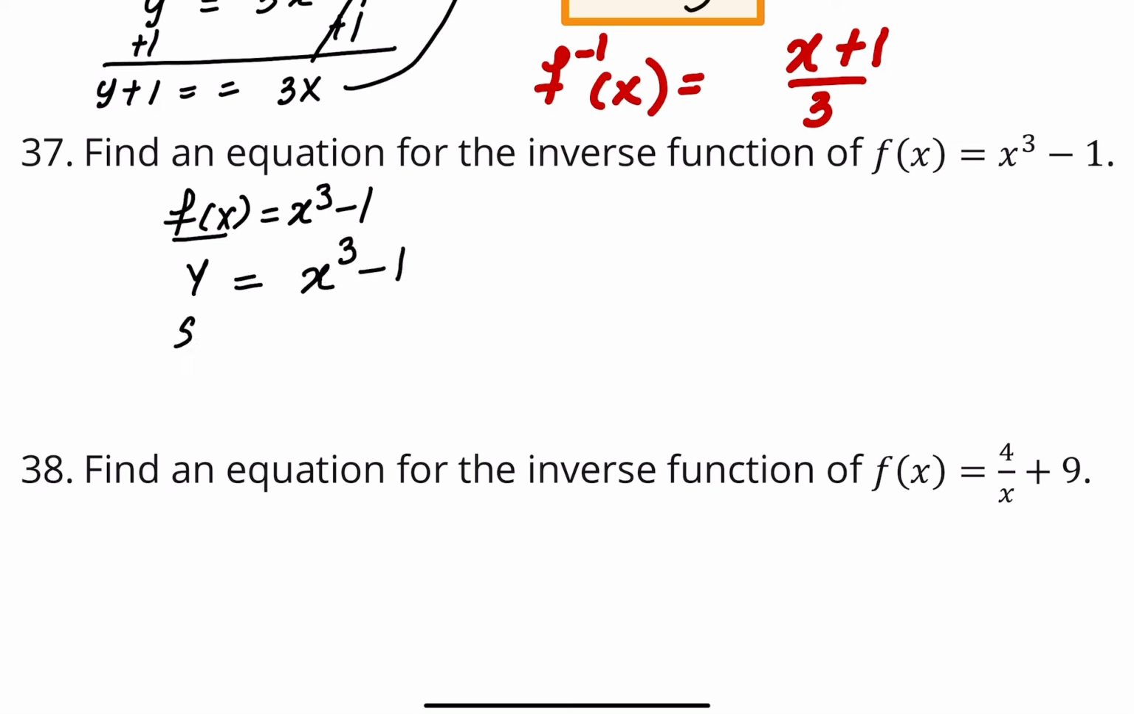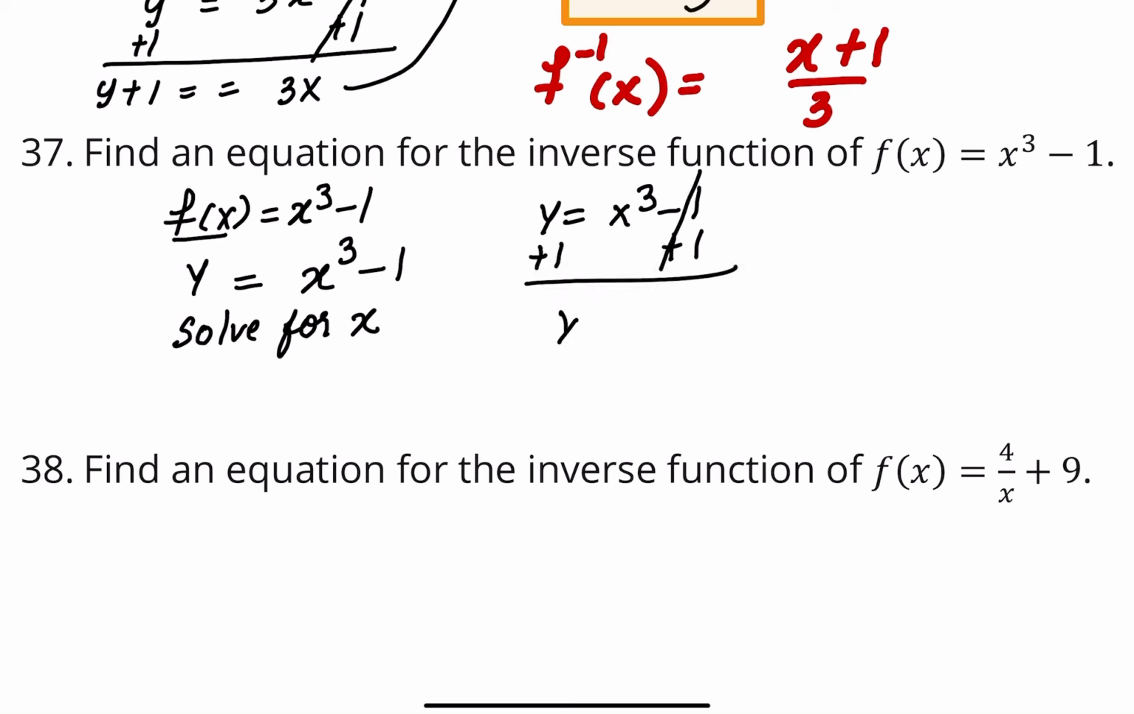Step 2, I solve for x. So I have y is equal to x cubed minus 1. Add 1 on both sides. What do I end up with? Y plus 1 is equal to x cubed.